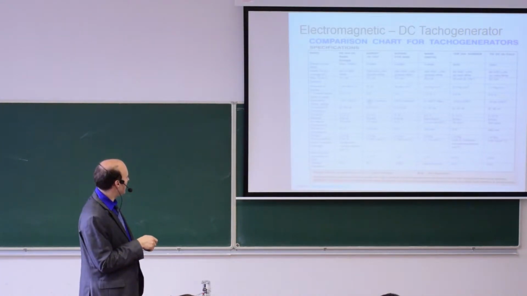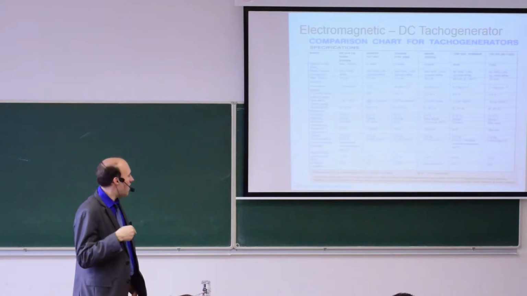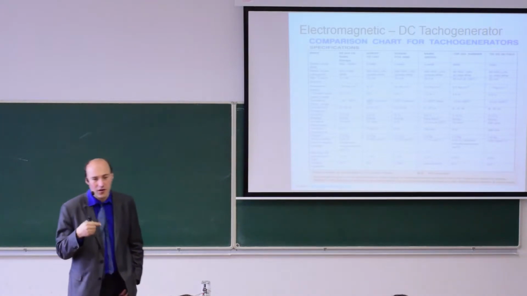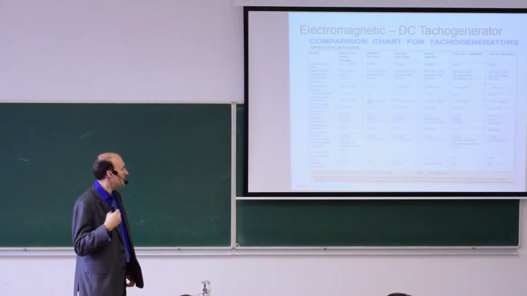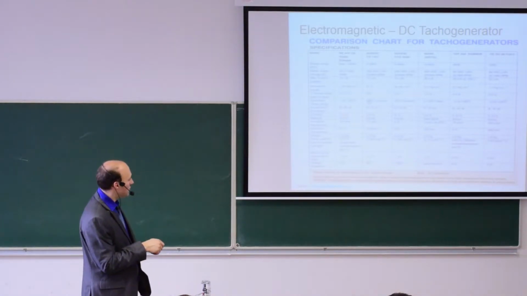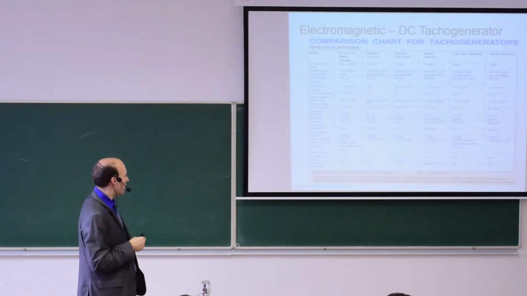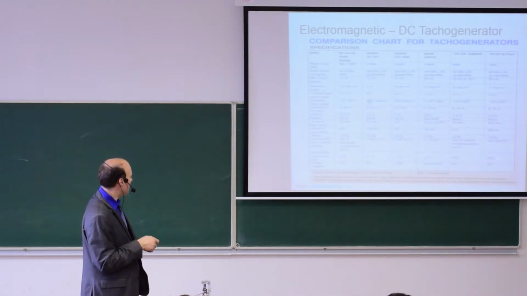Also, very important is linearity. So this is saying how far it is away from the ideal linear dependence of the voltage. Here you can see that it's not bad, 0.15, 0.5, so it's quite a linear output. The other data are not important right now.